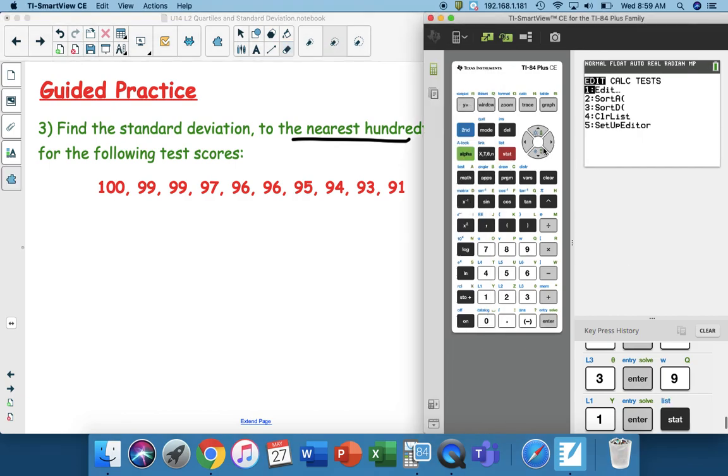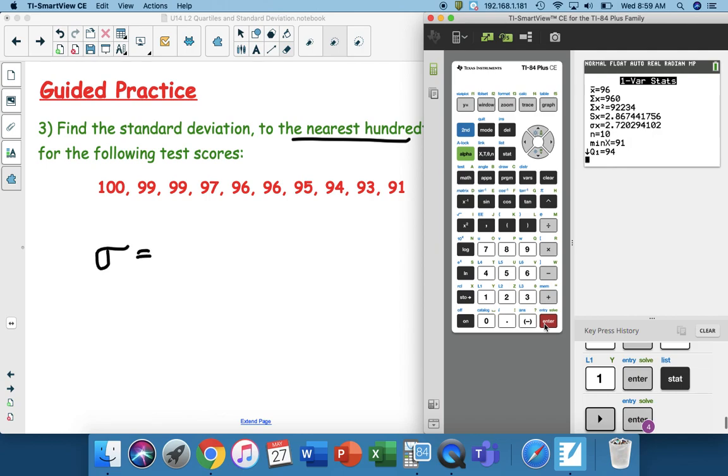Now, Stat, go over to Calc, Enter, Enter, Enter, Enter. And your standard deviation, round to the nearest hundredth, is going to be 2.72.